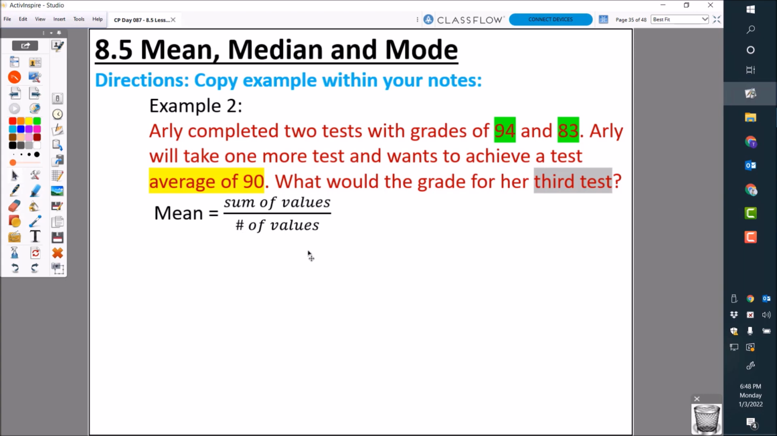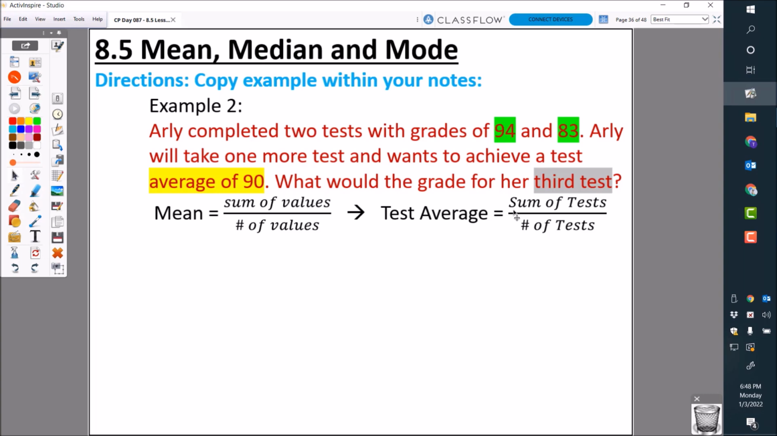So in terms of this given word problem, we're going to rewrite it in the parameters of the word problem, which would be, instead of mean, we're going to do test average. And instead of sum of values, we're going to do sum of tests. And then instead of number of values, we're going to do number of tests. So based on the information I highlighted, all you have to do is fill in the information that you do know. So first thing is I'm going to rewrite sum of tests.